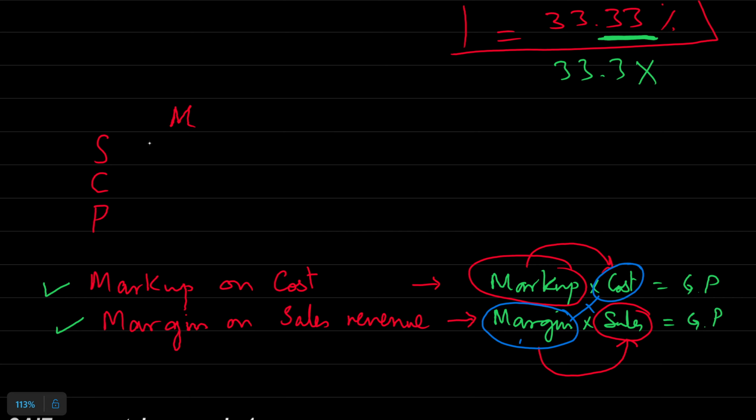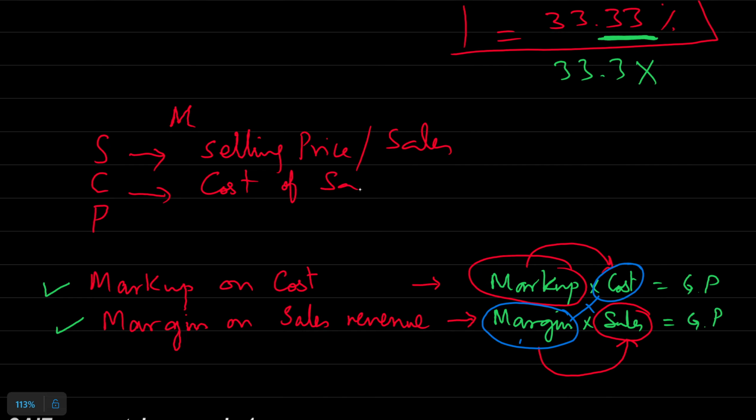What is S here? S here is selling price or sales. C here is cost of sales, and P here is gross profit. How to solve this type of questions? Again I write it here as SCP.